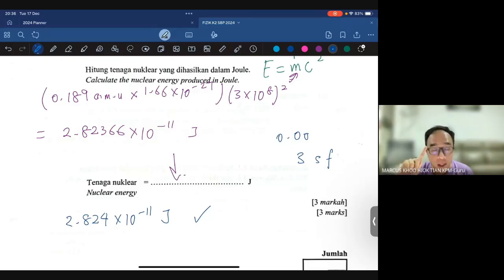Especially soalan yang melibatkan gravitation, nuclear, photoelectric theory. These 3, I really advise you don't simplify it too much. Jangan bundarkannya sampai 1 tempat perpuluhan, 2 tempat perpuluhan. It's very risky. Because small numbers look like, oh, senang saja kalau bundarkan, but actually in reality, all these small numbers make a very big difference at the end.